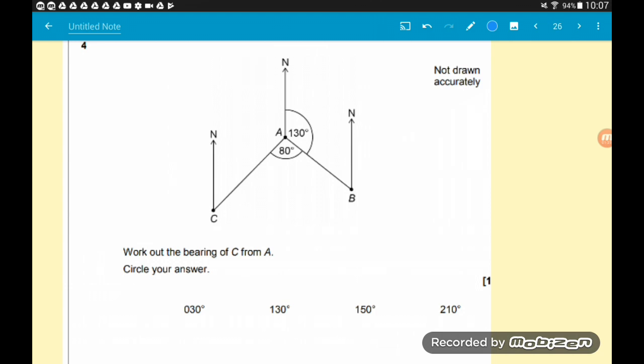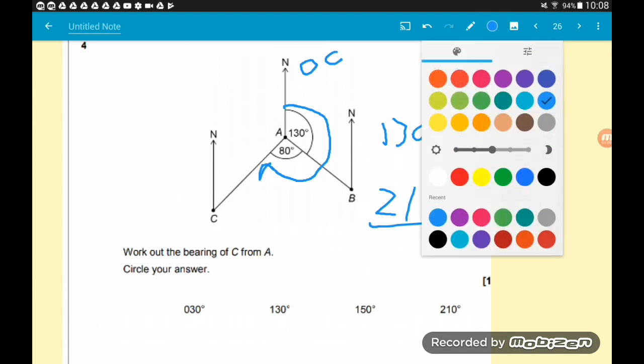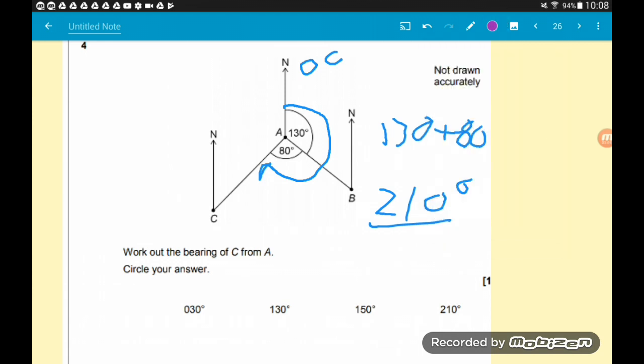Now remember, north is always 0 degrees and we always measure bearings clockwise. So around like that. Now this one's quite nice. We've already got two angles there, so we just need to add 130 and 80 together and we will get 210 degrees.